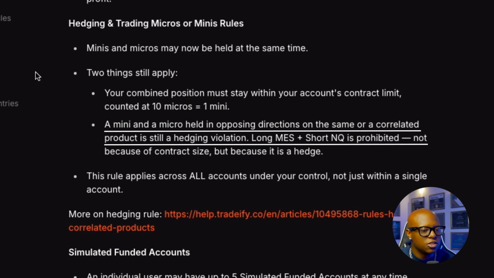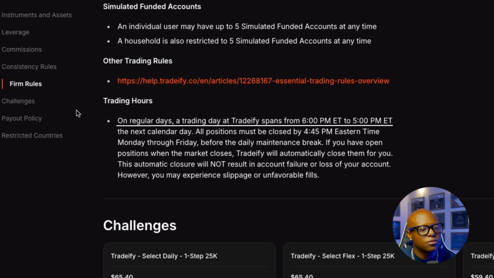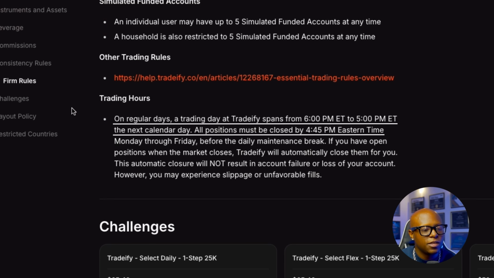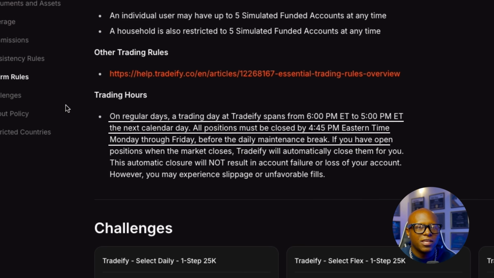For their trading hours, on regular days, a trading day at Tradeify spans from 6 p.m. Eastern Standard Time to 5 p.m. Eastern Standard Time the next calendar day. All positions must be closed by 4:45 p.m. Eastern Standard Time Monday through Friday before the daily maintenance break.